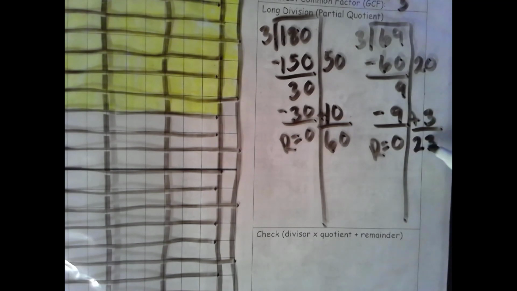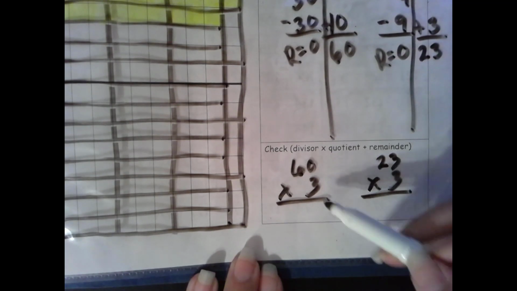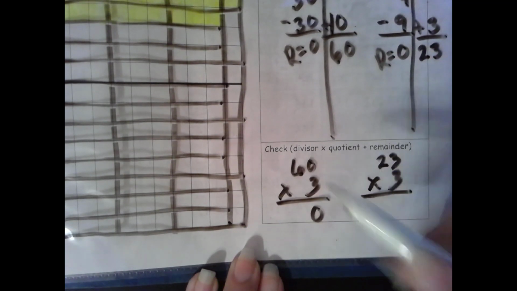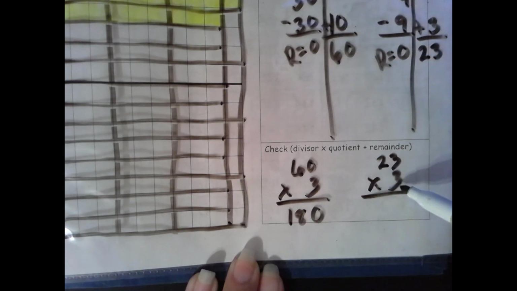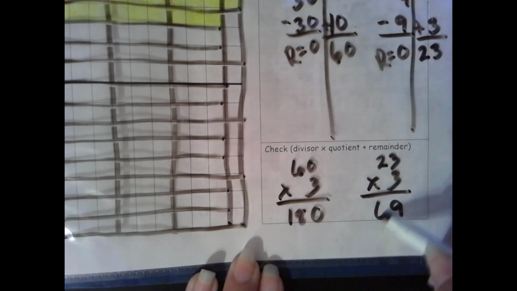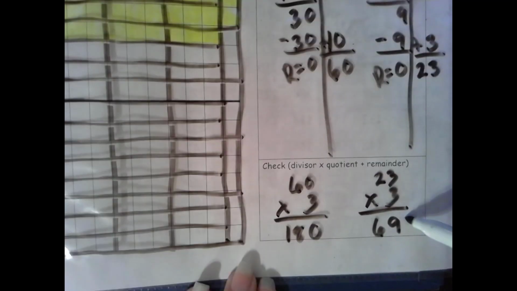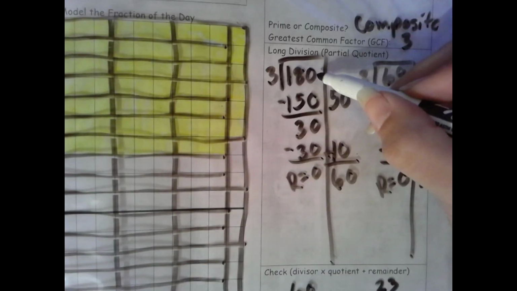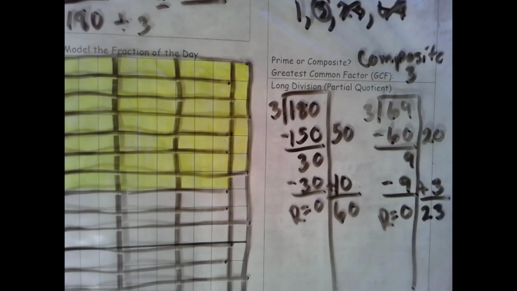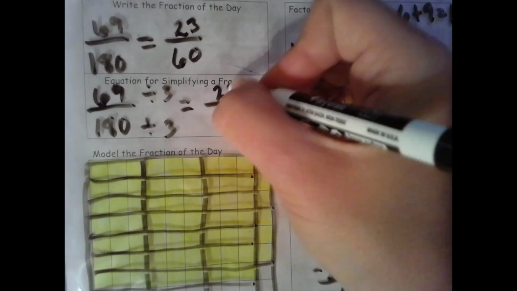Okay, now let's go ahead and check. Divisor times quotient plus remainder. Since our remainder is 0 for both though, and the identity property of addition says when you add 0 it stays the same, we don't need to actually add the 0. 3 groups of 0 is 0. 3 groups of 6 tens is 18 tens. 3 groups of 3 is 9. 3 groups of 2 tens is 6 tens. 69, that matches our dividend up here. Check. 180, that matches our dividend up here. Check. So our numerator is definitely 23, and our denominator is definitely 60.